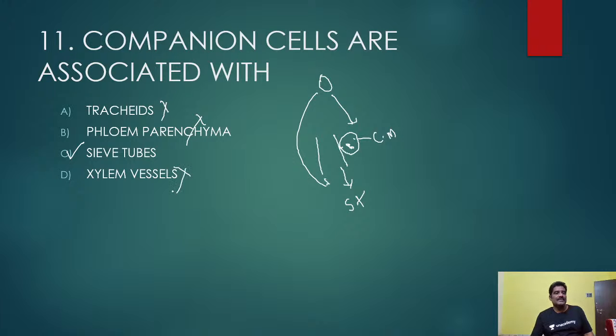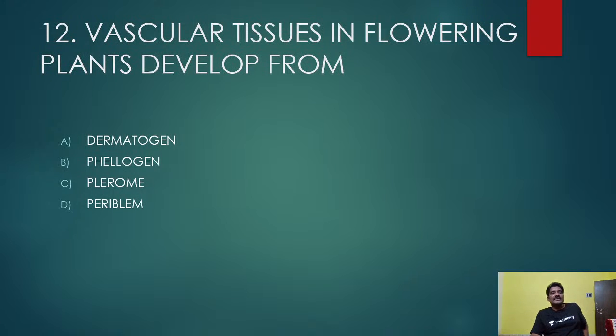Okay, this is also a wrong option. Again, one more bit here. Vascular tissues in flowering plants develop from... Tell me now. The direct answer I am telling here: C is the right option.